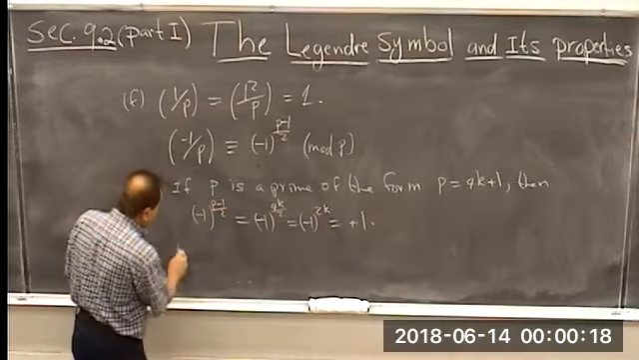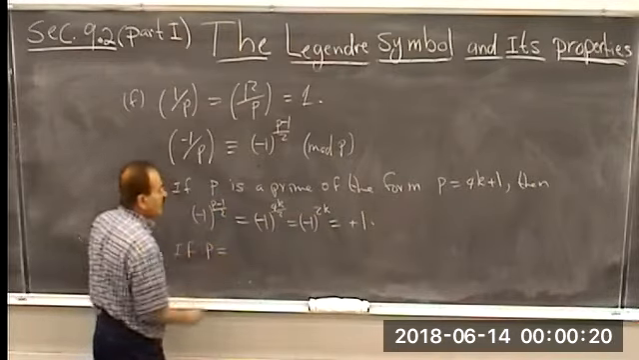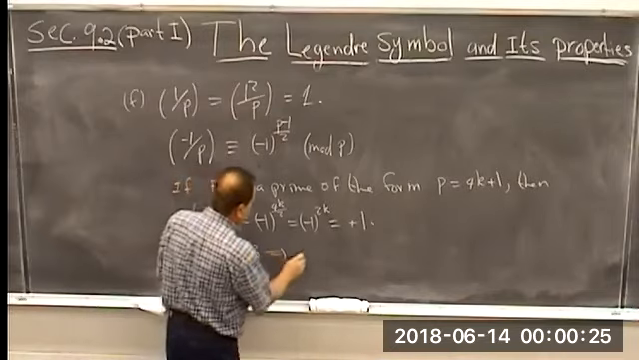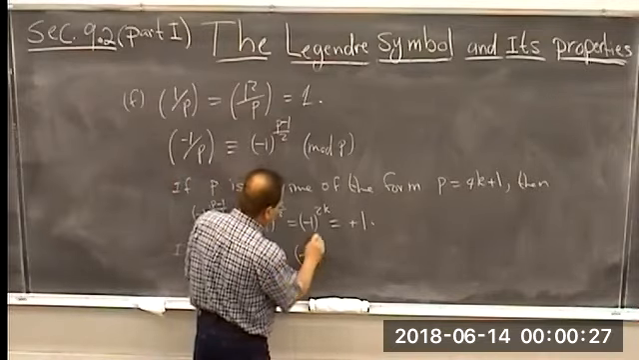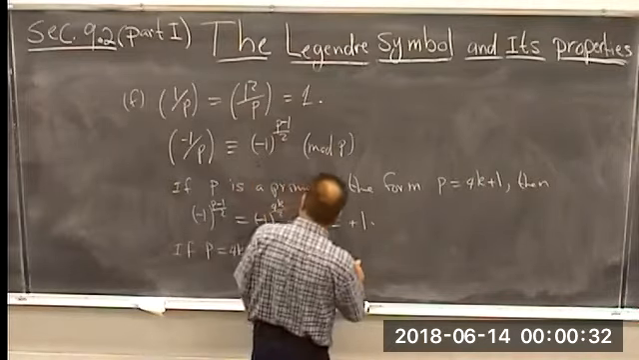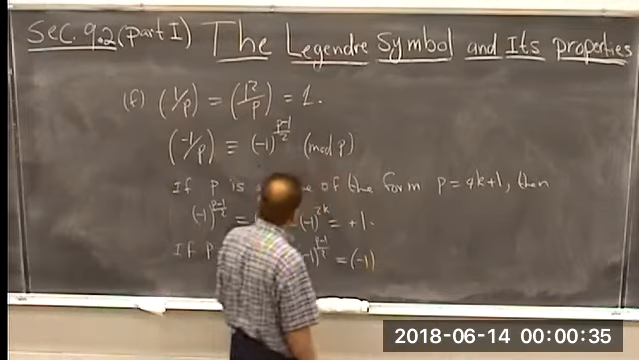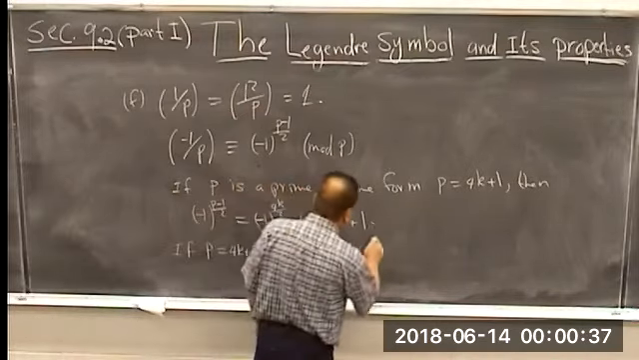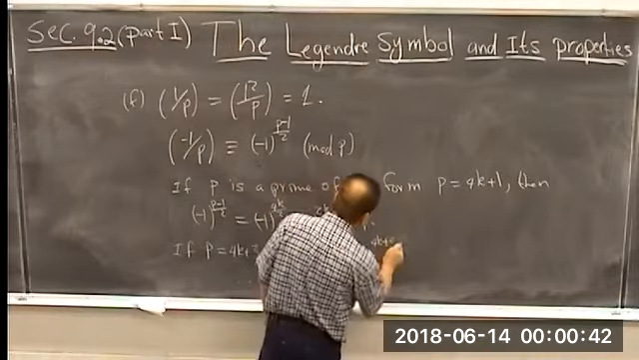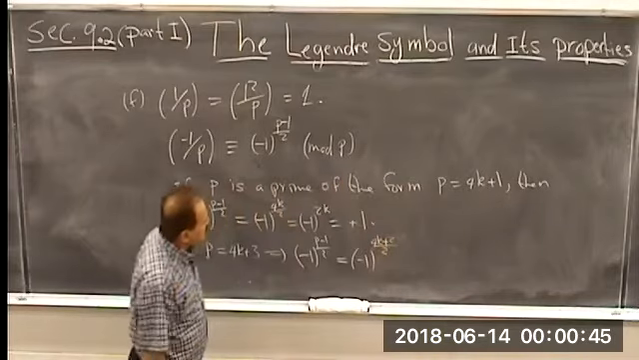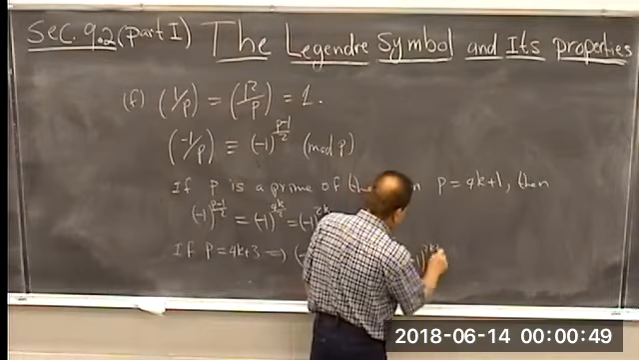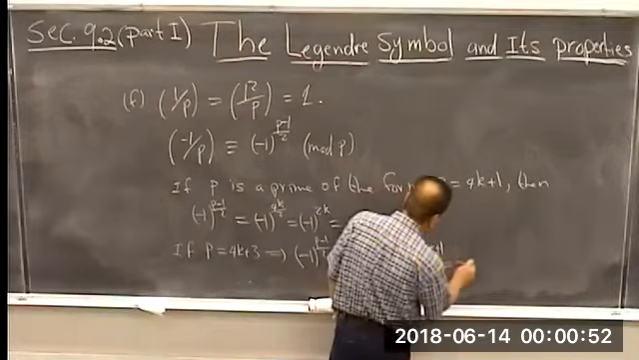And if p equals 4k plus 3, this implies negative 1 to the (p minus 1) over 2 is equal to negative 1 to the (4k plus 2) over 2, and this becomes negative 1 to the 2k plus 1. So negative 1 to an odd power is equal to negative 1.